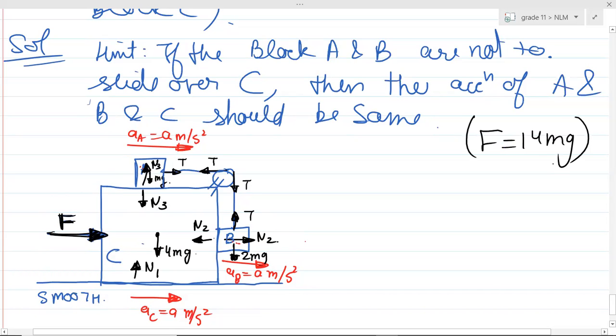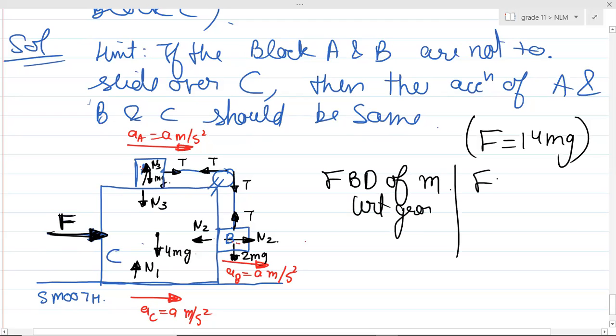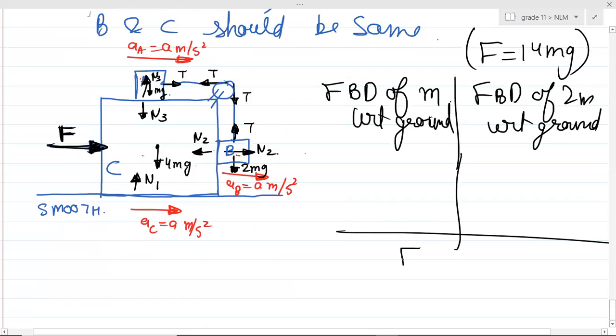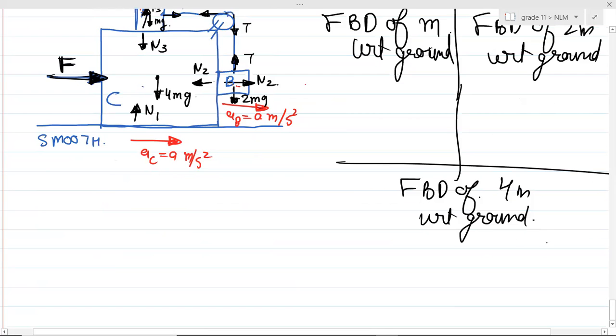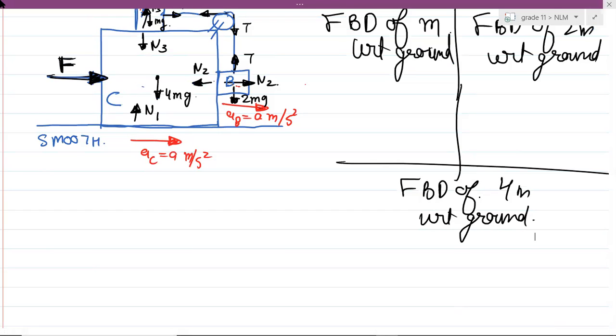I'm giving you 2 minutes to solve. Please do it. Draw the free body diagram, and whatever free body diagram you draw will be with respect to ground. The FBD of m with respect to ground, FBD of 2m with respect to ground. Now after this I'll teach you how to draw the FBD in another's frame, okay. And FBD of 4m with respect to ground. So draw all these three and then make the equations and then solve. Okay, chalo karo. I'm giving you 2 minutes to solve it. At least with the ground frame you need to solve.